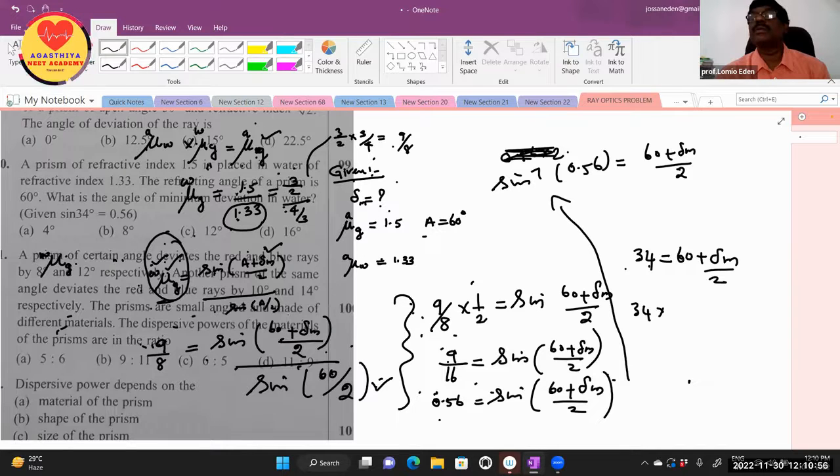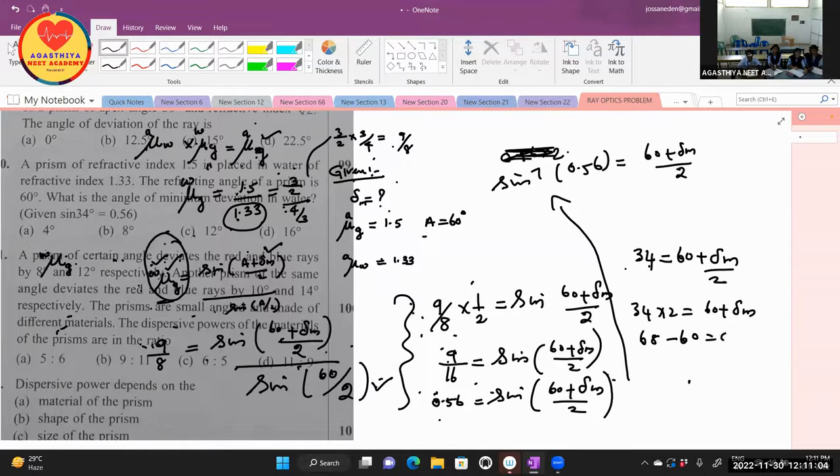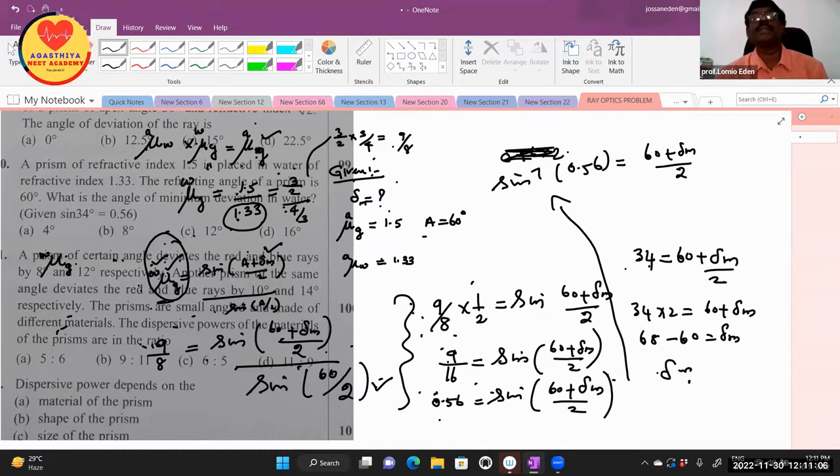Then 34 into 2 is equal to 60 plus del m. That is 68 minus 60, so del m is 8 degrees. That's all.